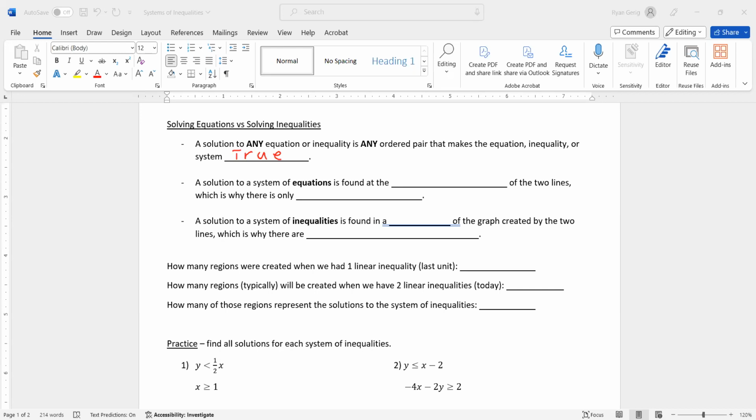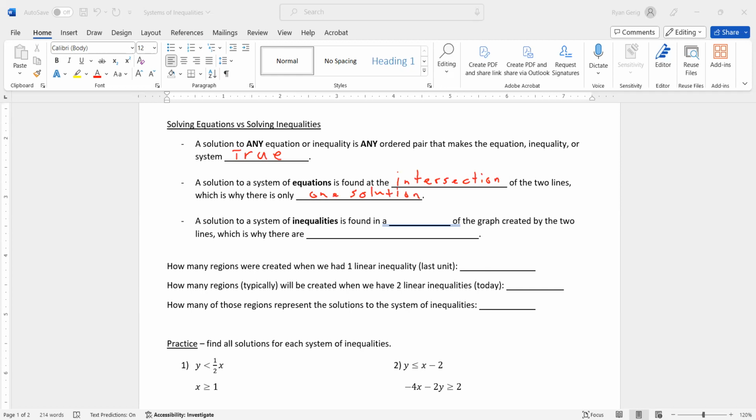A solution to a system of equations, which is what we've been doing for the last 4 lessons, is found at the intersection of the two lines, which is why there is only one solution, typically, right? We know we have some special cases that we've talked about, but most of the time, two lines are going to intersect at one spot, so that's why there's one solution.